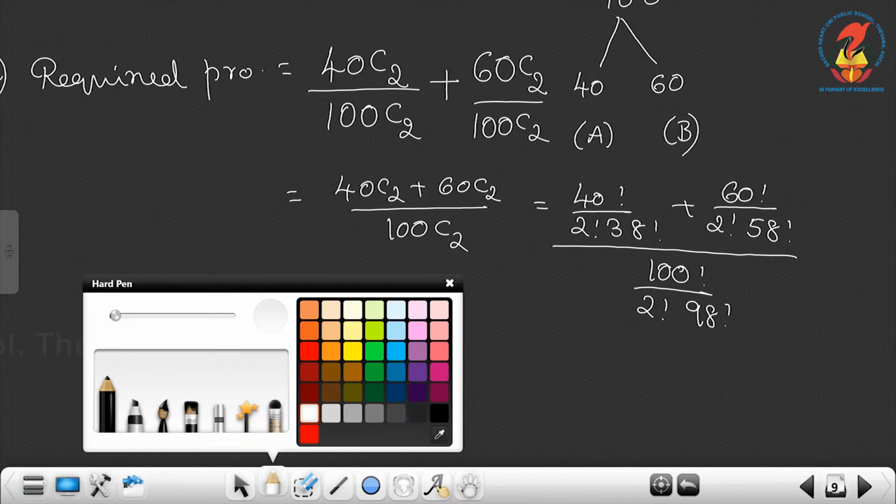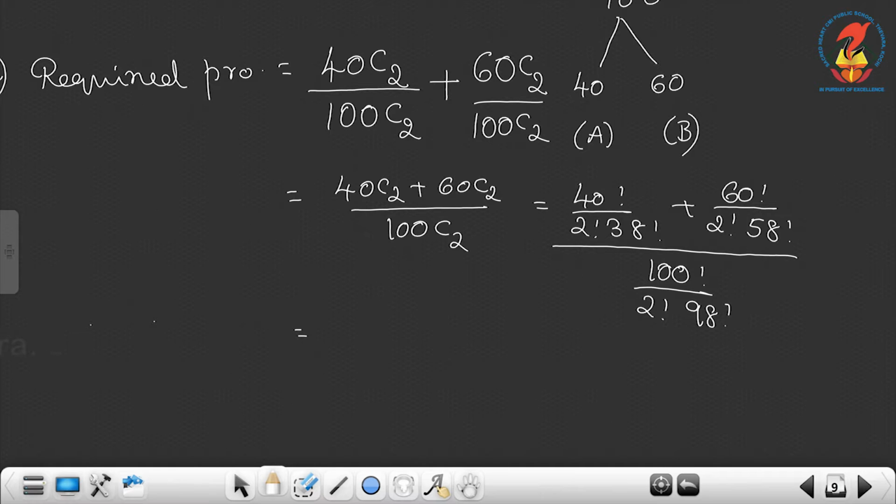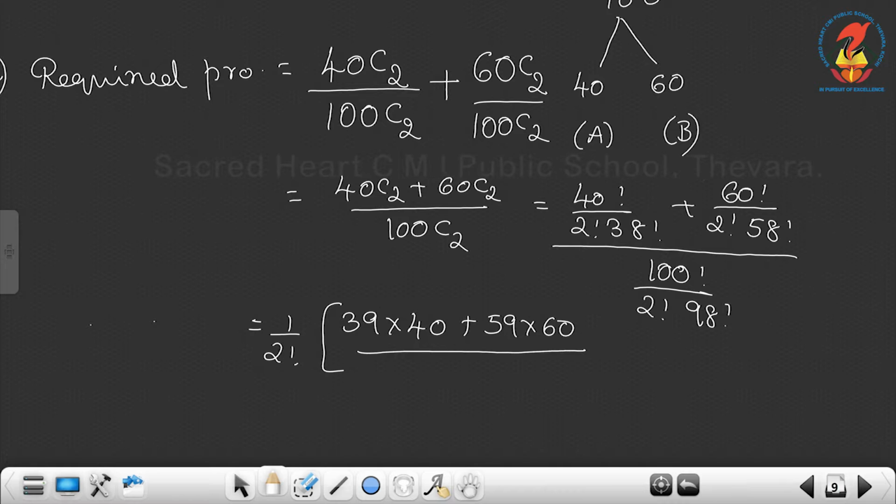So now 2 factorial taking out and cancel. 38 factorial and 40 factorial we can cancel and write 38 into 40 plus this 1 by 2 factorial taking out, plus 58 and 60 cancel, then 59 into 60. Then by, here also we have 1 by 2 factorial that we can cancel, 98 and 100 cancel it and write 99 into 100 by 2 factorial. So this 2 factorial and this 2 factorial cancel.